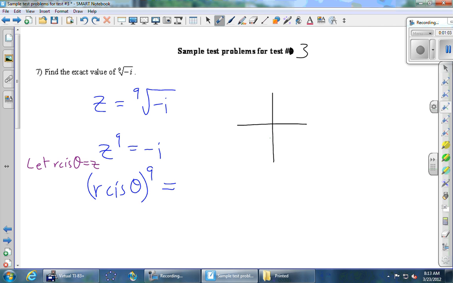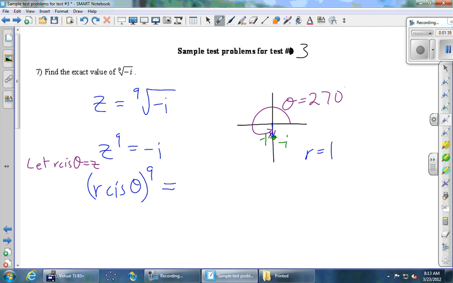So where does that live? That lives right down here at negative 1. This point is negative i. So in terms of r cis theta, how much is r, which is the distance from the origin to the point? We can see here that r is 1. And how much is theta, which is the angle going from the positive real axis counterclockwise until we land at the point? That's 270 degrees.